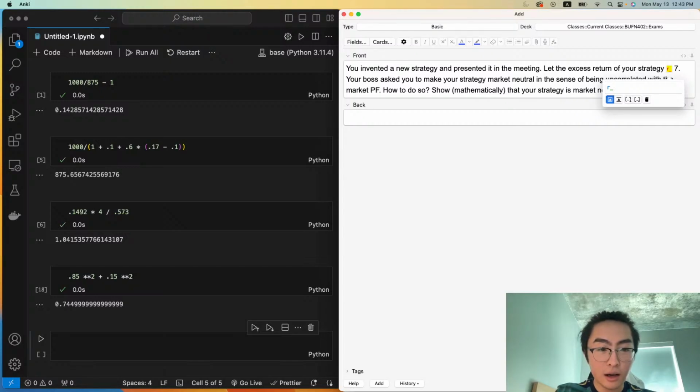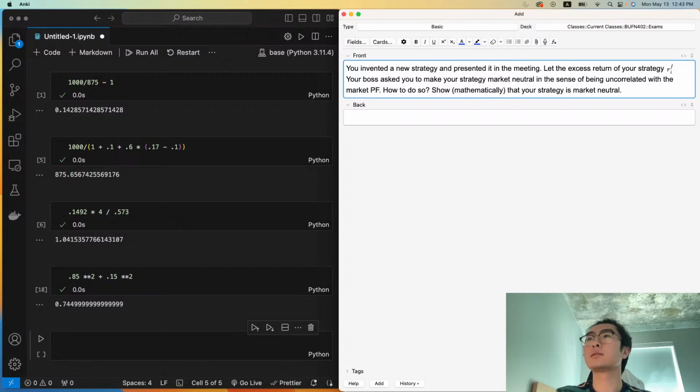So you invented a new strategy and presented it in the meeting. Let the excess return of your strategy be R_i^e. Your boss asks you to make your strategy market neutral in the sense of being uncorrelated with the market. How to do so? Show mathematically that your strategy is market neutral.